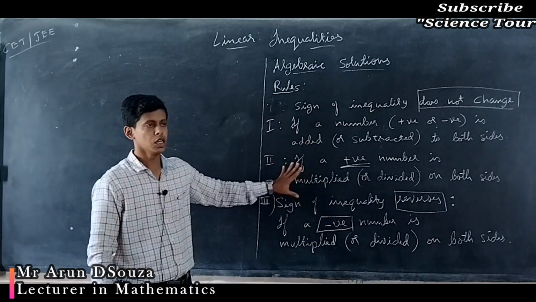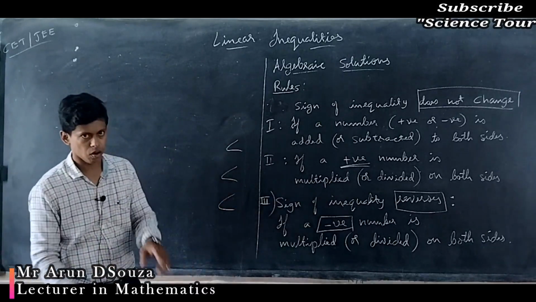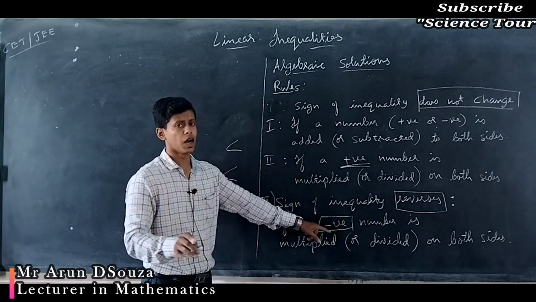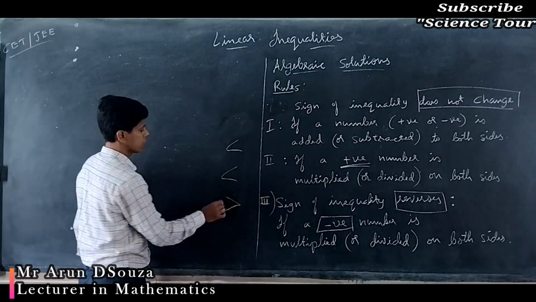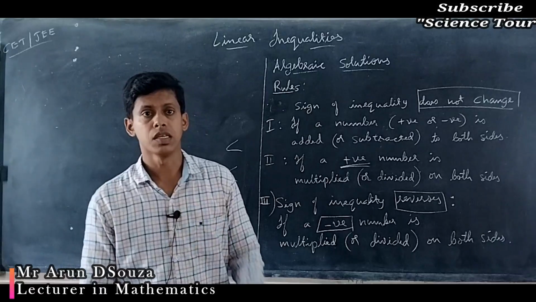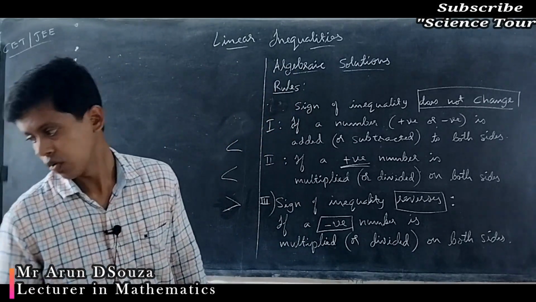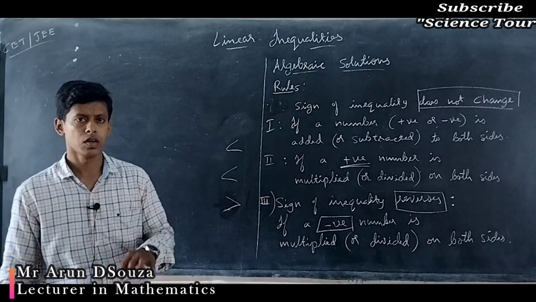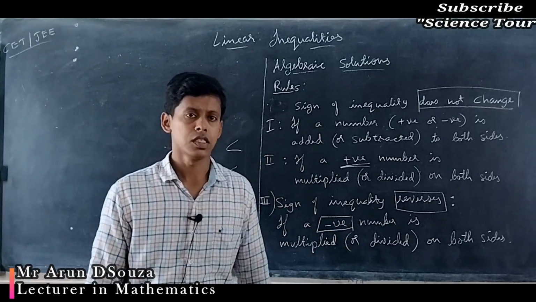This will automatically happen, you don't have to worry. You will just copy the less than sign throughout, it does not matter at all. But if you are going to multiply or divide by a negative number, less than must be changed to greater than. Please keep that in mind. So, the third rule, please remember. We will use it many times and you will understand that very well. Now let's solve a few examples to understand these rules.